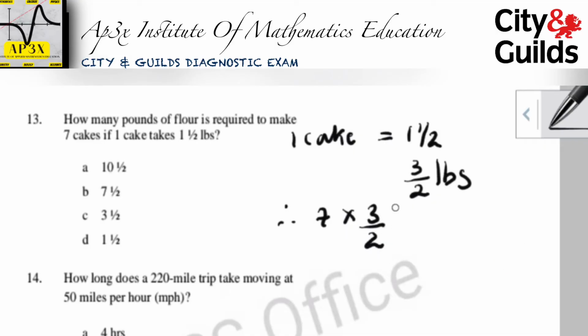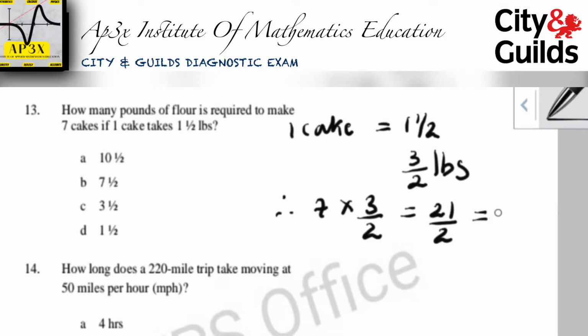Now there's nothing to cancel out here, so 7 multiplied by 3 is 21, divided by 2. This value is improper, so we have to convert it back to a mixed number. How many times can 2 go into 21? Well, we can get 10 times, and it will leave a remainder of 1, and we put that back over the denominator, which is 2. So our answer here is 10.5, which is A. All right, guys, we have about 25 minutes to go.